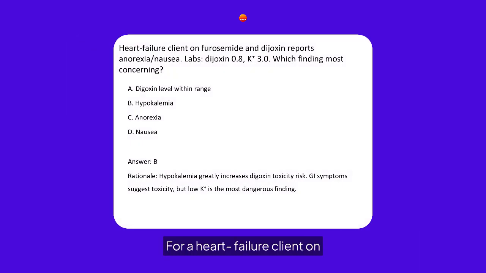For a heart failure client on furosemide and digoxin, hypokalemia is the most concerning finding. Low potassium levels significantly increase the risk of digoxin toxicity, making it a priority to address this electrolyte imbalance.